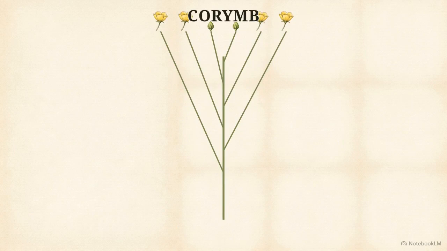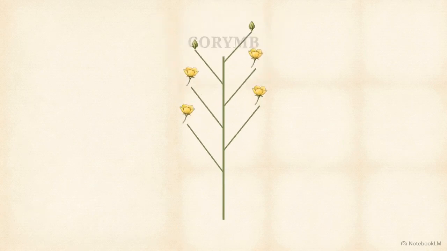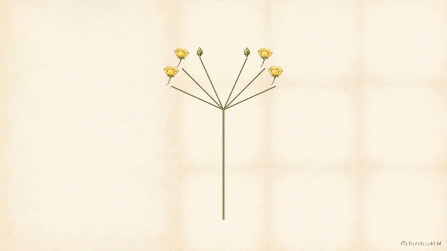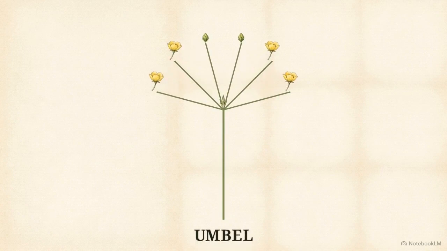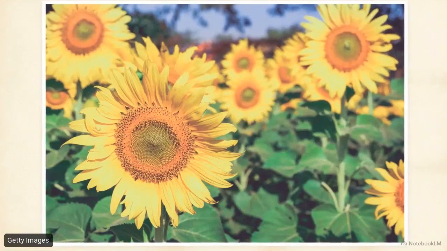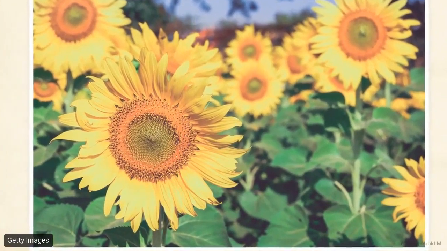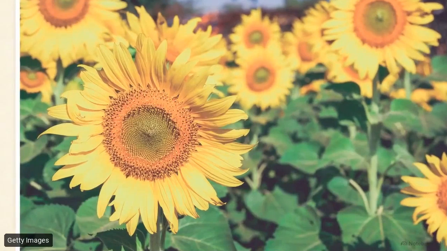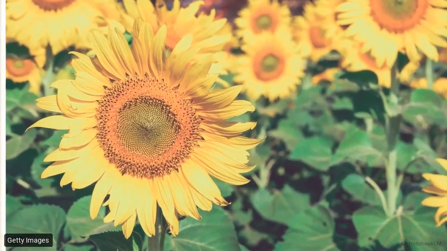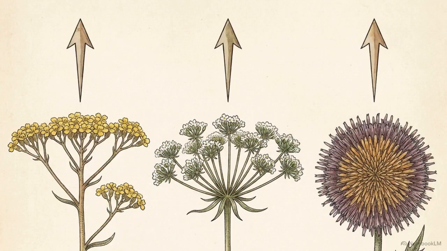If the lower stalks grow longer to create a flat top surface, it is a corymb. If every stalk emerges from a single node like an umbrella, it is an umbel. In the capitulum seen in sunflowers, the main axis flattens entirely into a disc to hold its crowded florets. Despite these different geometric arrangements, each one maintains indefinite growth of the primary axis.